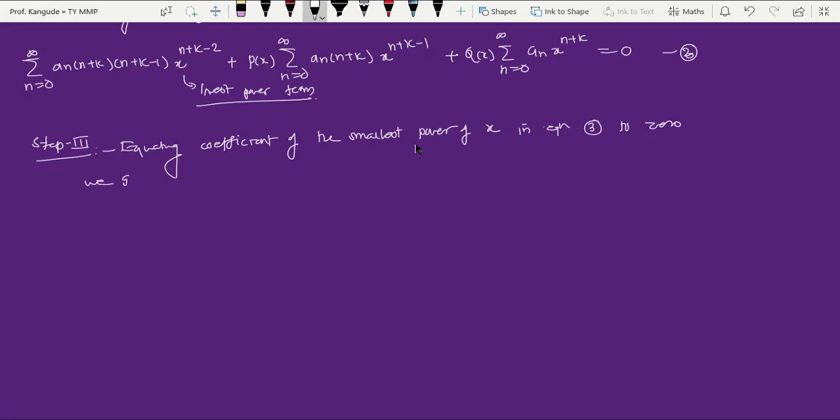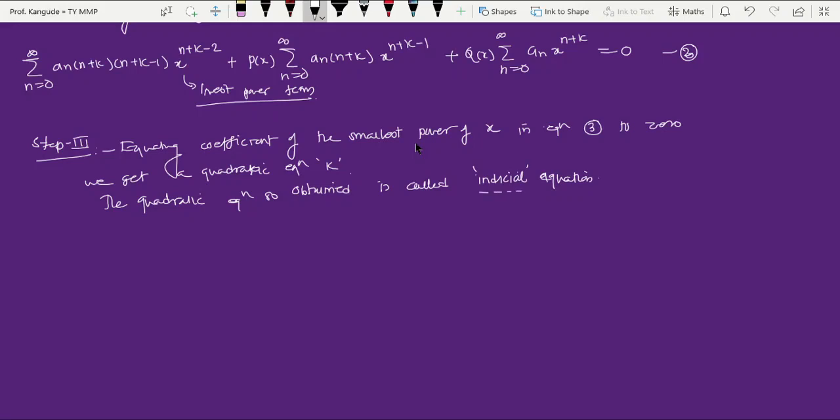We get a quadratic equation in k. Okay, we get a quadratic equation in k, and so whatever this equation we obtained, it has a special name. The quadratic equation so obtained is called indicial equation. INDICIAL, indicial equation. The quadratic equation so obtained is called as indicial equation.